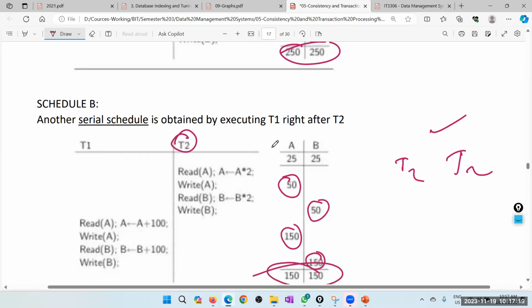You can see that if T1 and then T2, the final balance is 250, 250. But if you do T2 and then T1, the final balance is 150, 150. Two different outcomes, but both are valid. So what we care about is valid or not. We don't care about the outcomes. Both are valid. So those are the two serial schedules, two possible serial schedules.